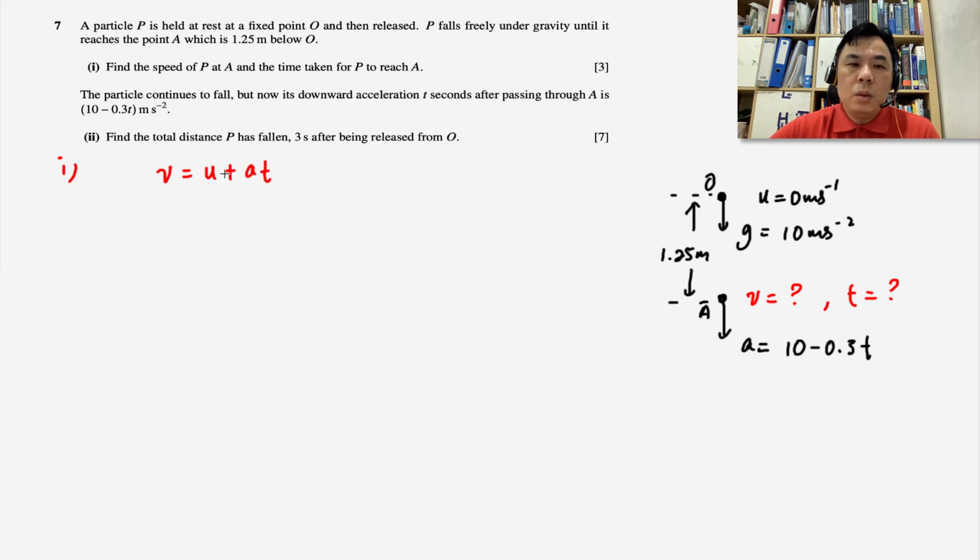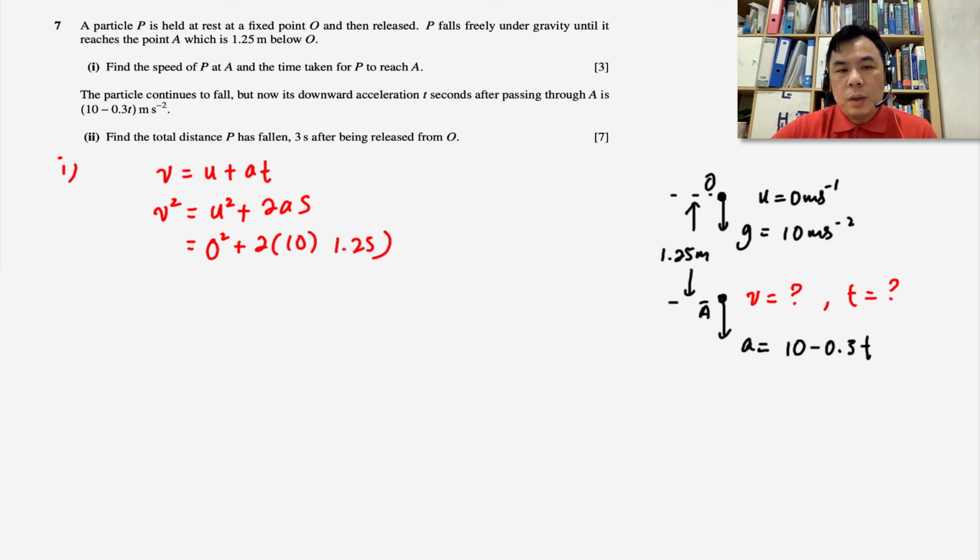Okay, you can use v equal to u plus at, provided we have the time itself. In this case, we don't seem to have the time. Therefore, we rather choose v squared equal to u squared plus 2as here. Now we have the u, which is 0 squared, and then acceleration is 10, displacement is 1.25 here. So from here, we can find quite easily.